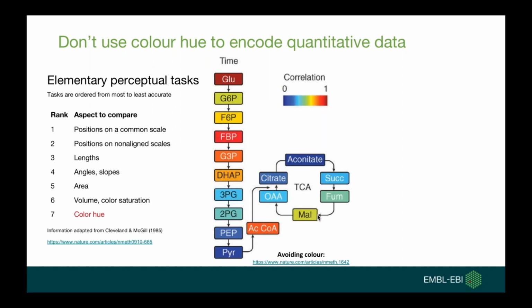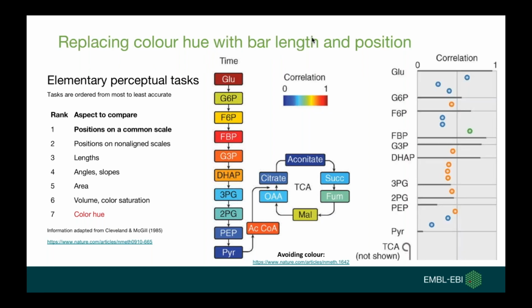And we're going to go through an example, again from Nature Methods, of how you can avoid color. So this is a network, and they colored every node in the network based on the correlation score, which is depicted on this rainbow scale. So what they have done in Nature Methods is they redesigned that using bar length position.